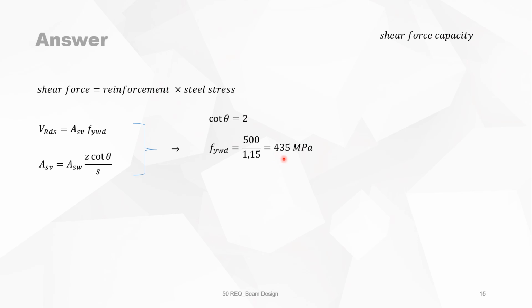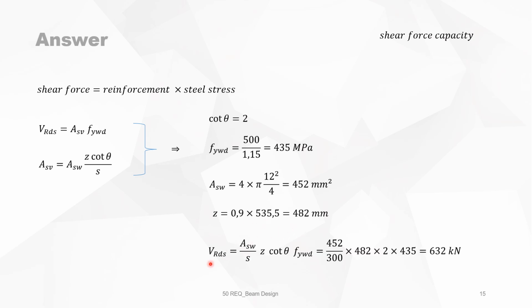fyvd is then of course 435 megapascal, the yield strength of this shear reinforcement. The shear reinforcement is diameter 12 with 4 legs, so it's 452 square millimeters. z, the lever arm, is equal by definition to 0.9 times d, which is 482 millimeters. And so VRd,s is then Asw over s, where s is the stirrup spacing. And we find 632 kilonewton as shear force capacity.